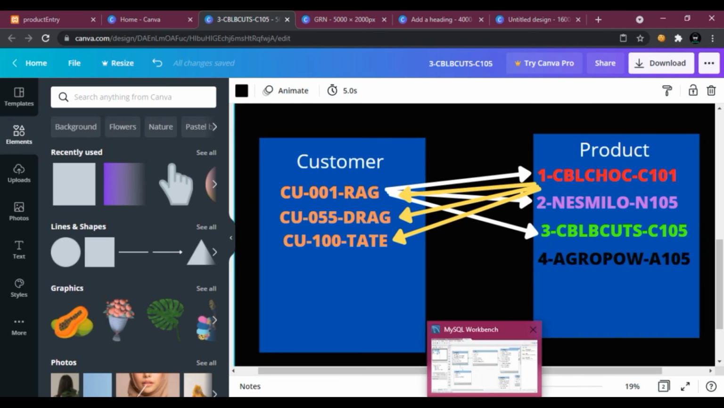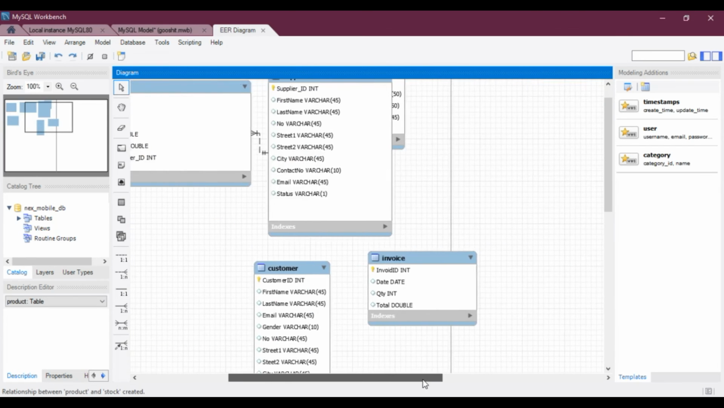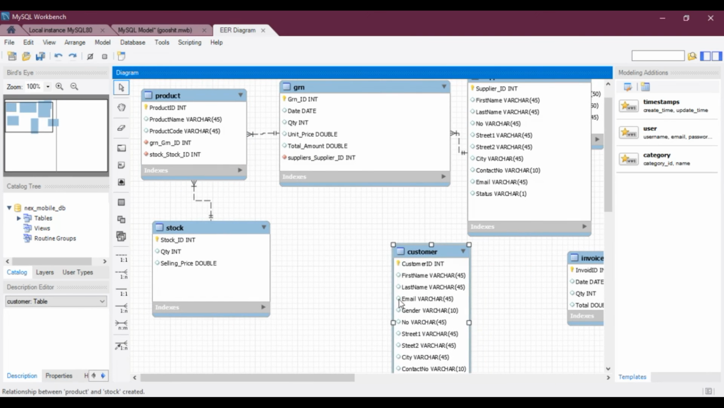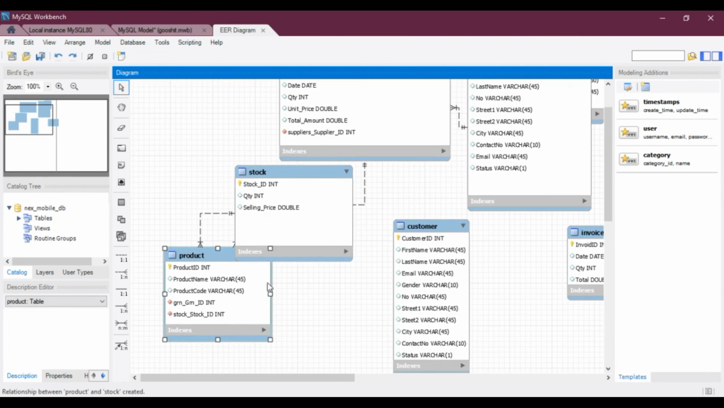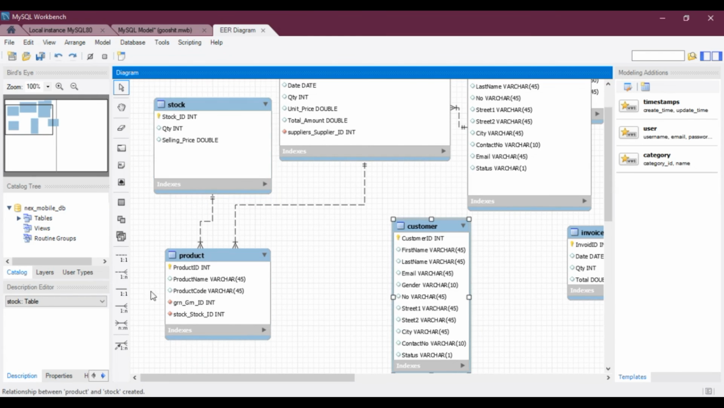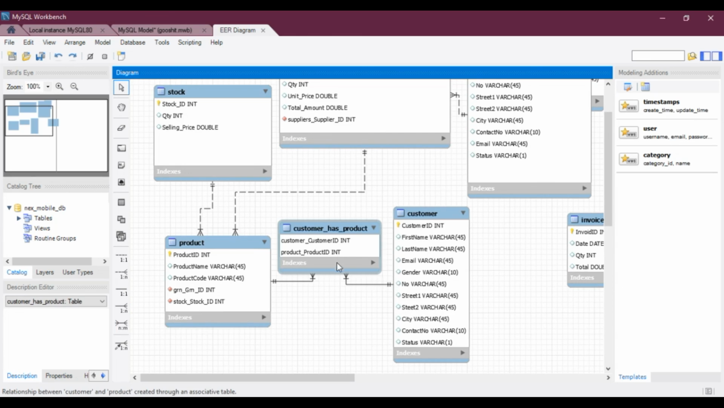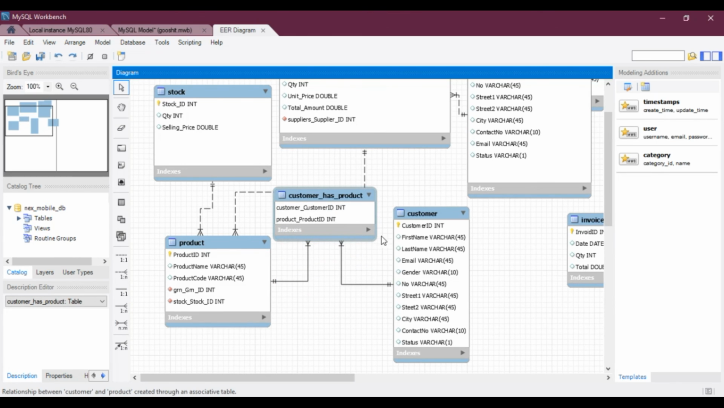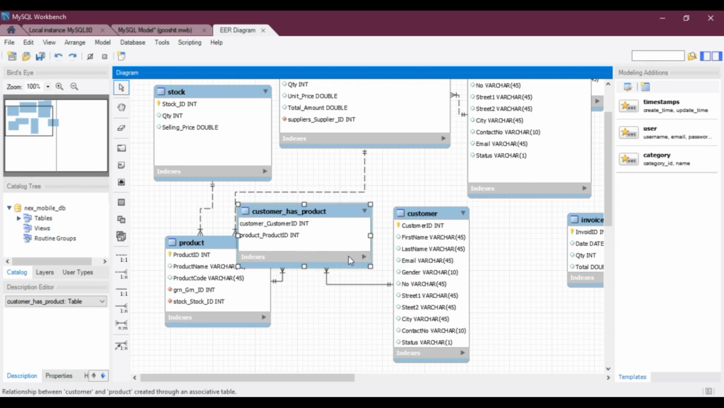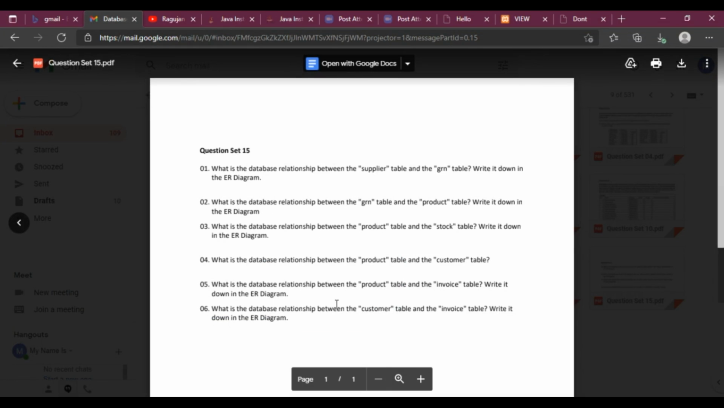You can basically see it. So what are you gonna do about it? I'm gonna resolve the many-to-many relationship with a customer has a product table. Just doing this. Boom. We have created a new table, the customer has a product table. So that's all for question 4. Now let's move on to question 5.